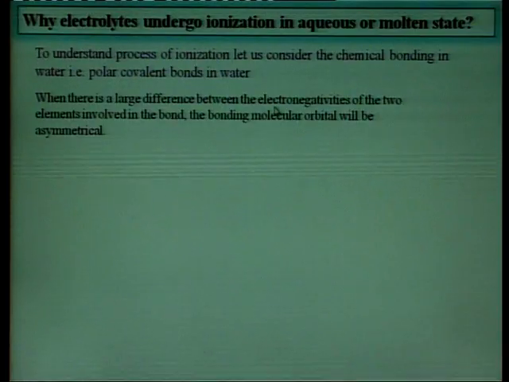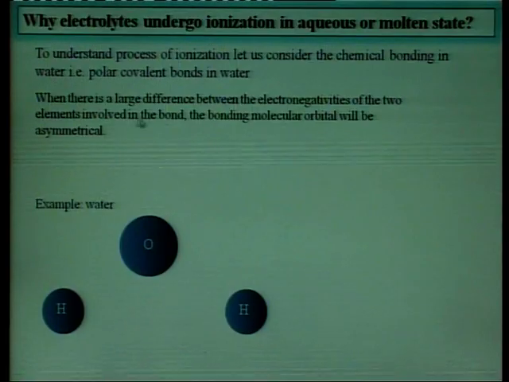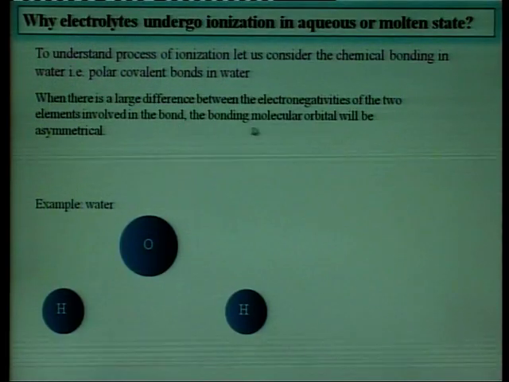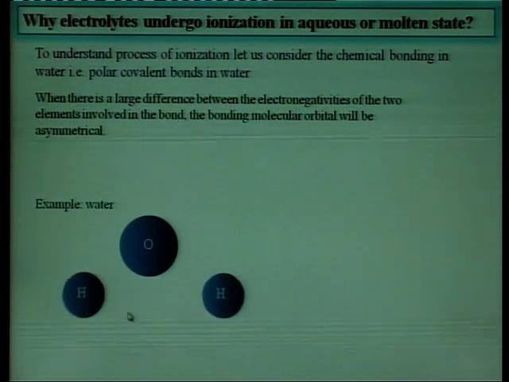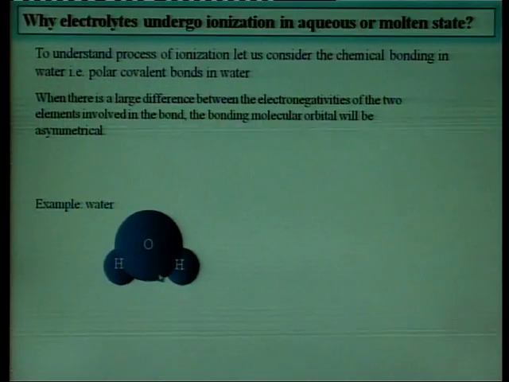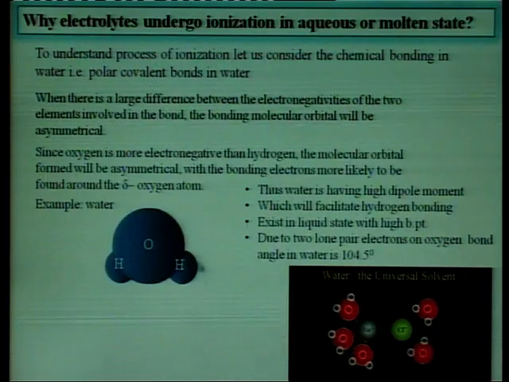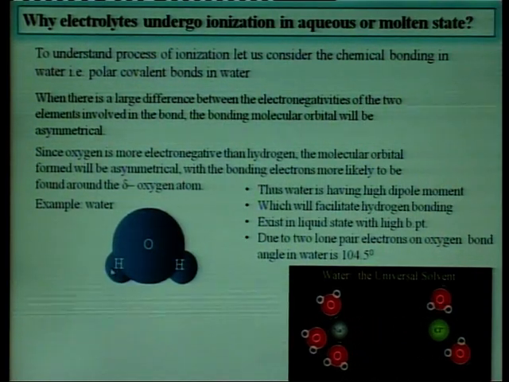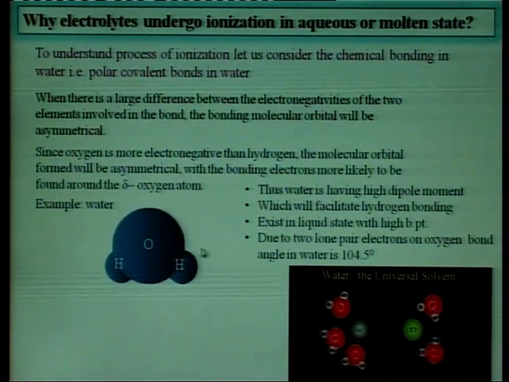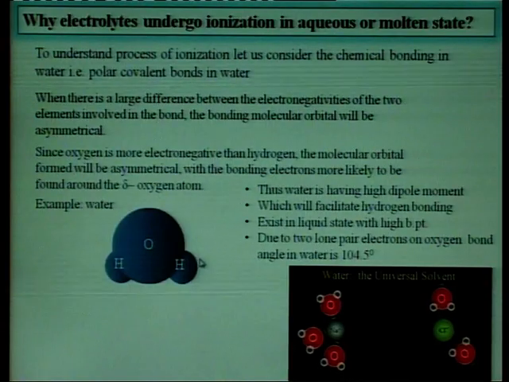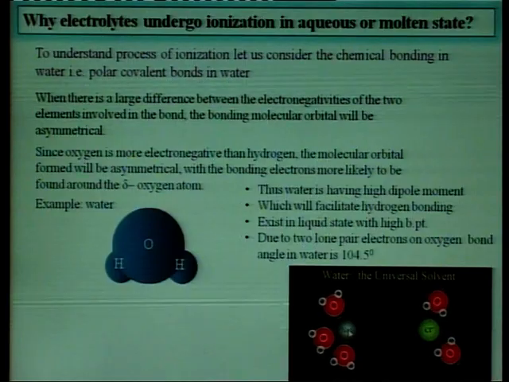When there is a large difference between the electronegativities of two elements involved in the covalent bond formation, the bonding molecular orbital will not be a symmetrical one, it is asymmetric. As the hydrogen overlaps, the electron density on oxygen increases, and hence there is a partial negative charge on the oxygen, whereas a partial positive charge on the hydrogen atom. Therefore, the oxygen to hydrogen covalent bond is highly polarized, and there is a net dipole moment.